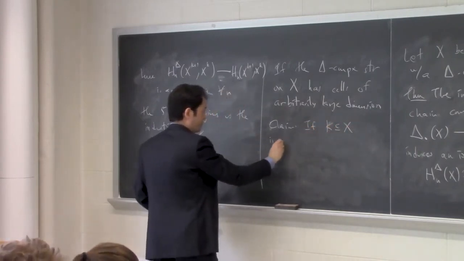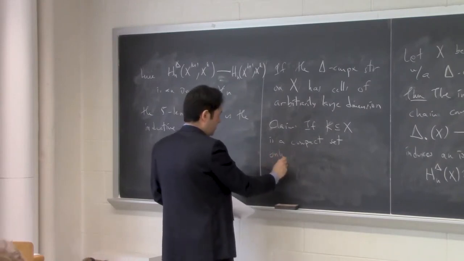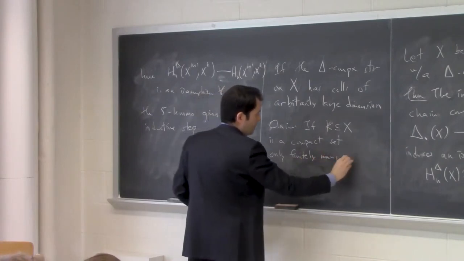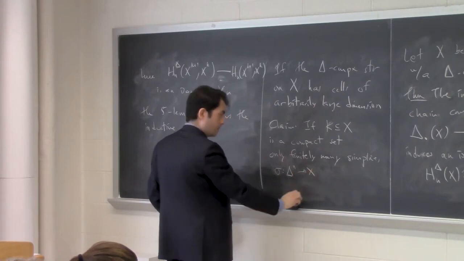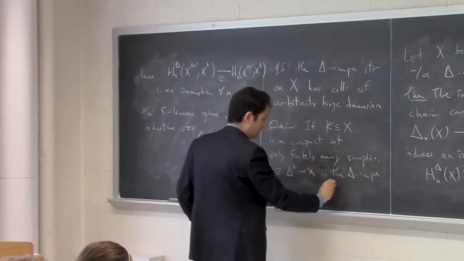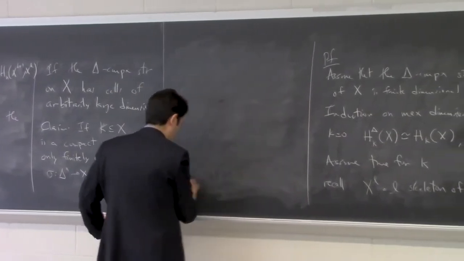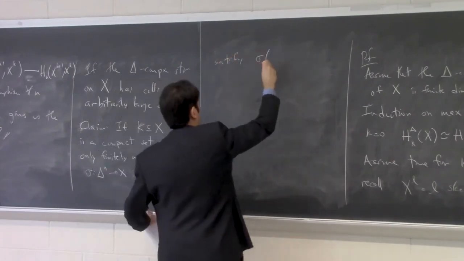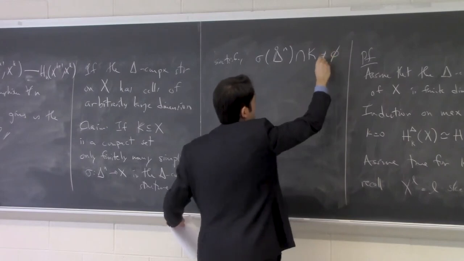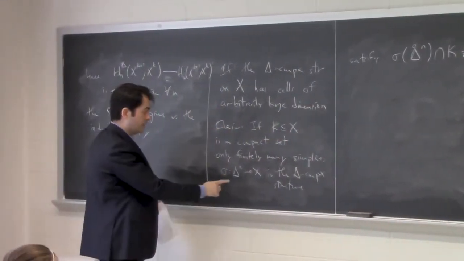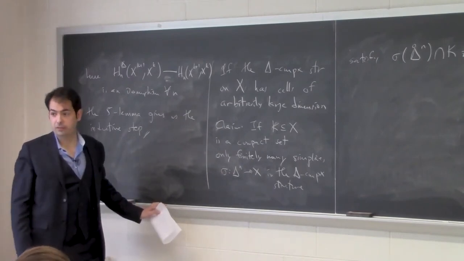If K is a compact set, then only finitely many simplices in the delta complex structure have interior images that intersect K. So when you look at the simplices in the delta complex structure, only finitely many of their interior images can intersect this K.